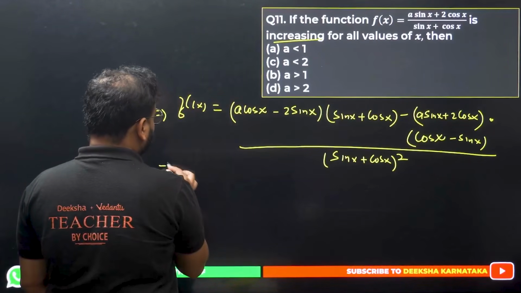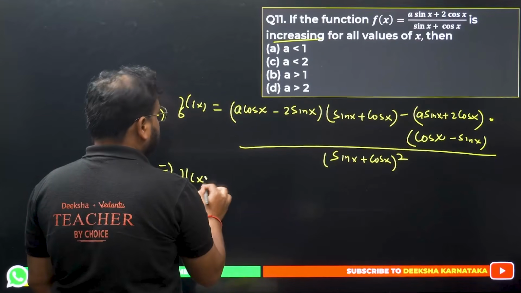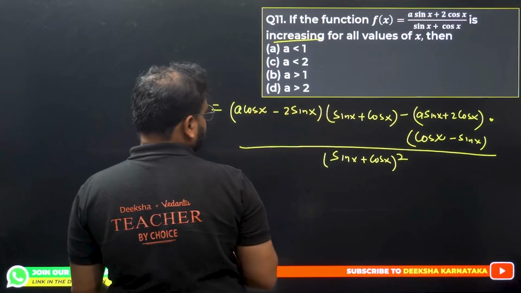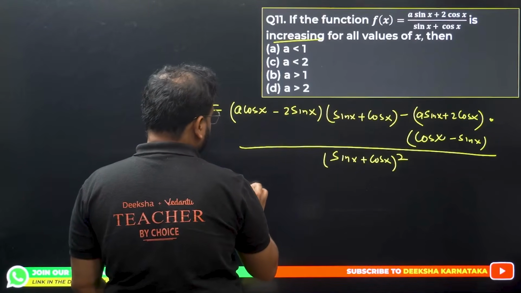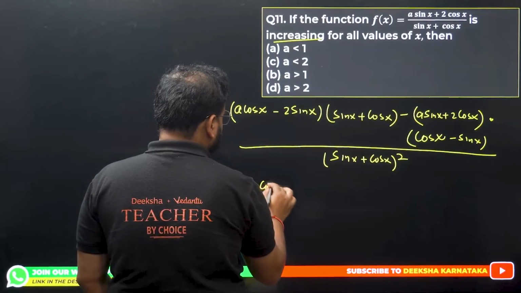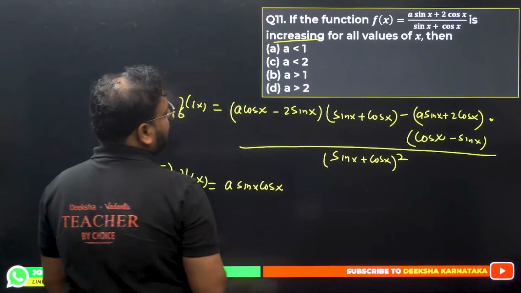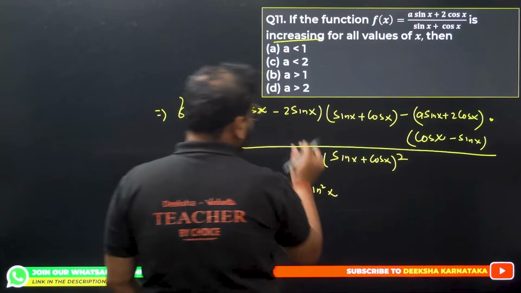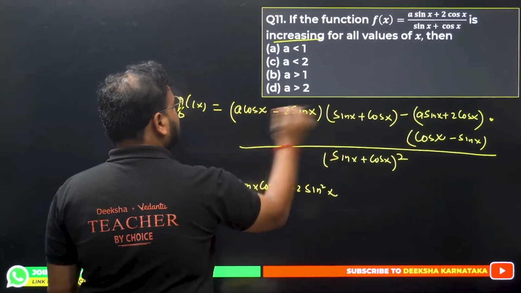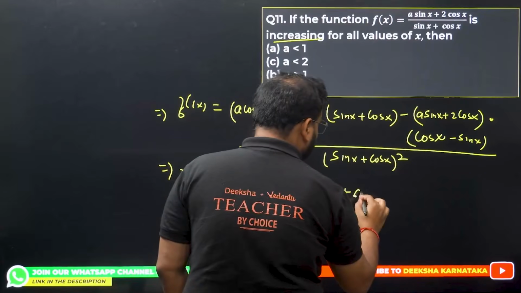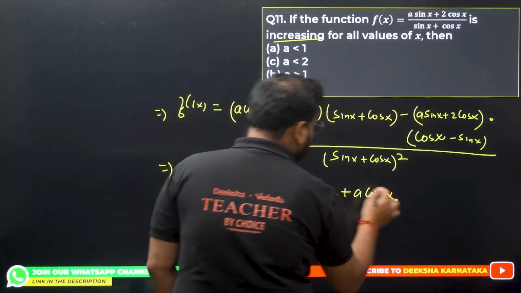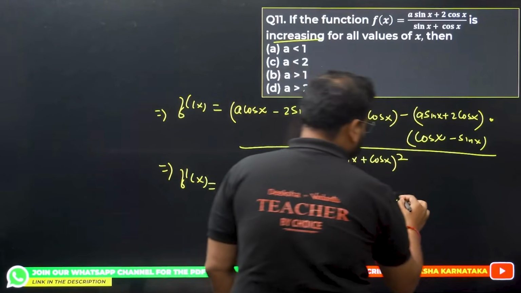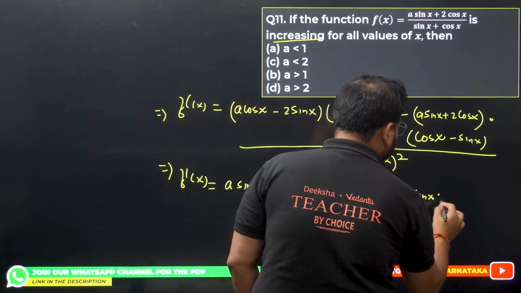Let's move on to step number 2. Expansion. Multiply this, I get a sin x cos x. For this I get minus 2 sin square x. Sin x is done. Let's move on to cos x. We get a cos square x plus a cos square x, and from this we get minus 2 sin x cos x.